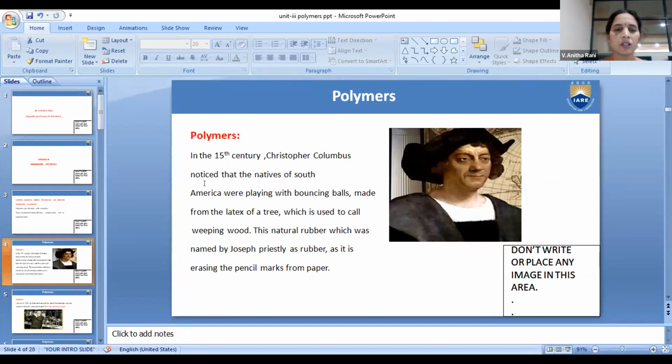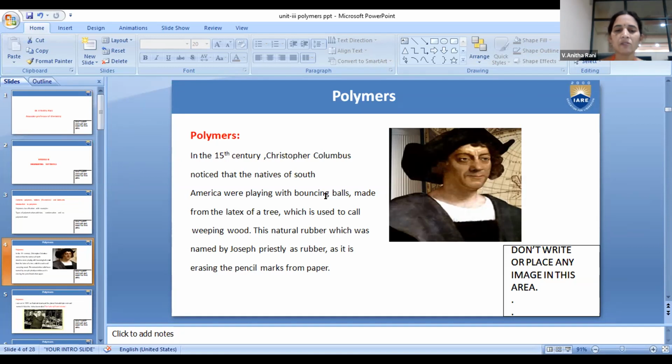Okay, the scientist in the 15th century itself, Christopher Columbus, noticed that the natives of South America were playing with bouncing balls. Those balls were made up of latex of a tree. Latex means, you all know, the white liquid which we get from rubber trees. We collect that latex, then go for the coagulation process, and we get natural rubber. Yes or no? Okay, ma.